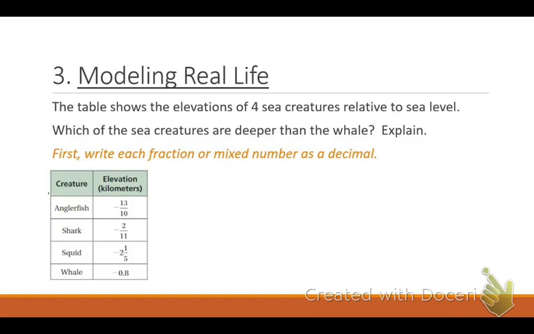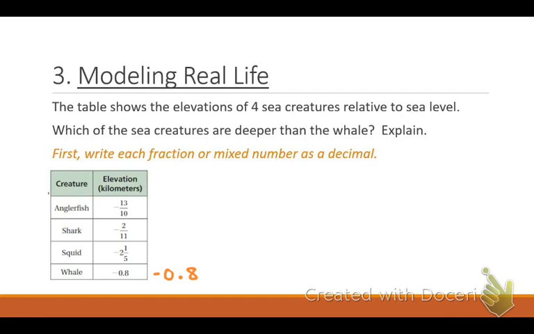It has asked us, the table shows the elevations of 4 sea creatures relative to sea level. Which of the sea creatures are deeper than the whale? Explain. It asks us to do something first. What does it ask us to do first? Write each fraction or mixed number as a decimal. We've got to change these things to a decimal. Are there any that you can see right here that are already in decimal form? The whale. So all we're going to do for the whale is just bring it over here.